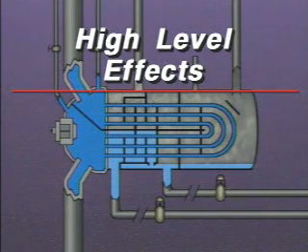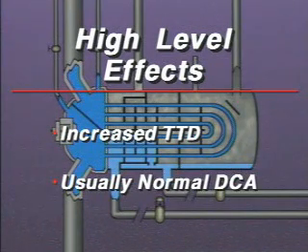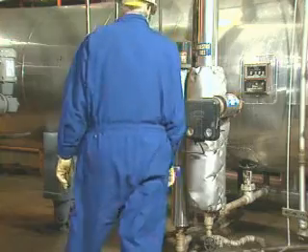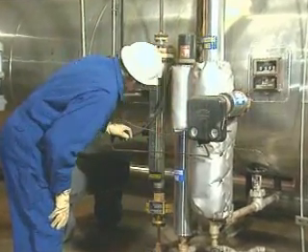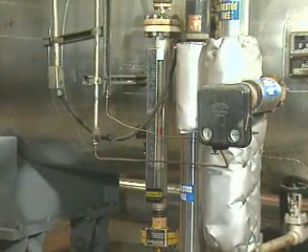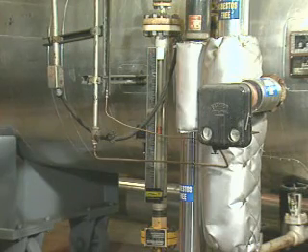As a result of the restricted heat transfer caused by a high heater level, the TTD increases. The DCA, however, usually remains normal because the flow of drips through the drain cooler may not change, or it may be less than normal. To determine whether an increased TTD is caused by air binding or by a high level, check the sight glass for the shell side of the heater. If the level in the sight glass is high, then the problem is most likely caused by an abnormal level, not by air binding.